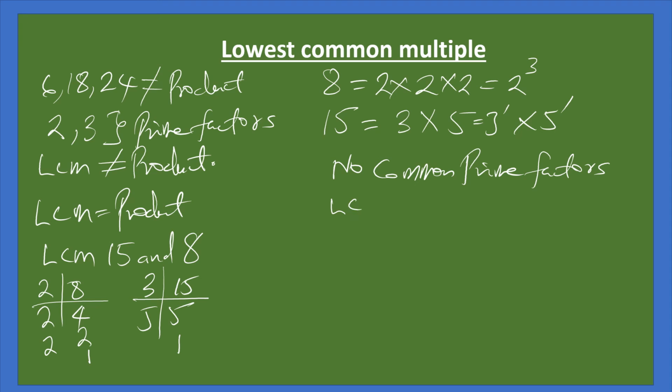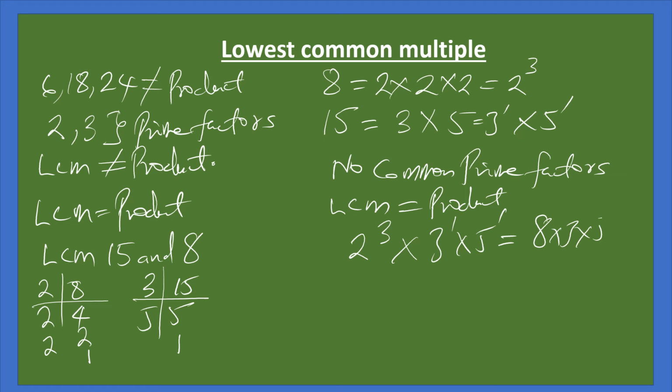When there is no common prime factor, then the LCM is going to be equal to what? Their product. Now, if you look at this, for 8 we have 2 raised to the power 3, times 3 raised to the power 1, times 5 raised to the power 1, which is equal to 8 times 3 times 5. 8 times 3 is 24, and 24 times 5 is 120.